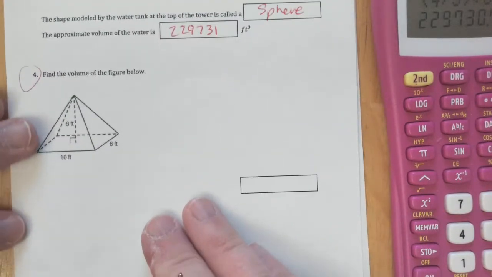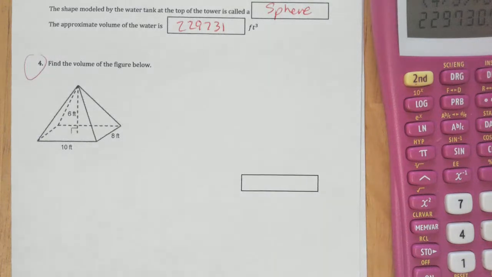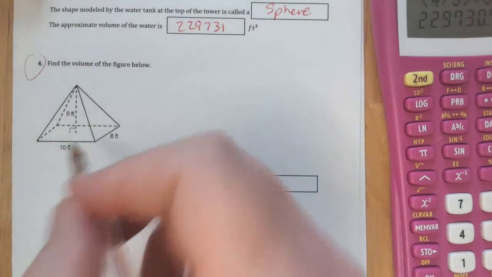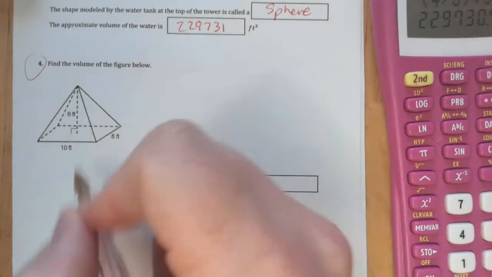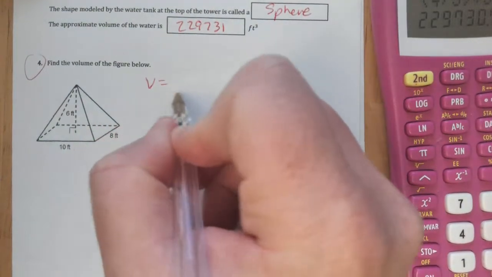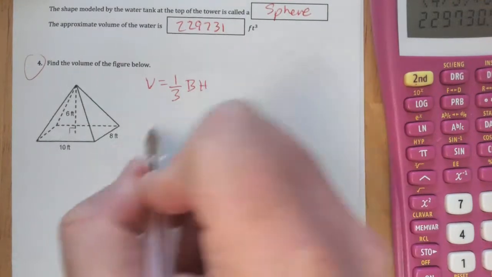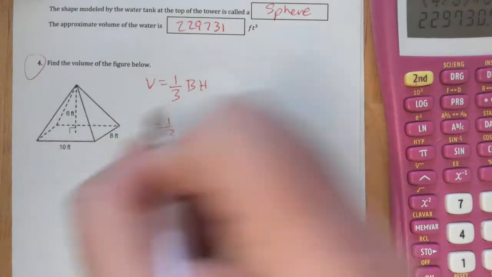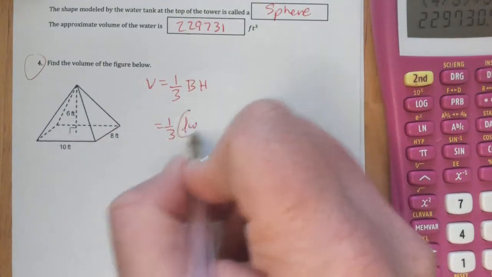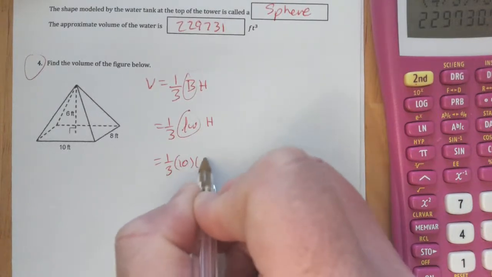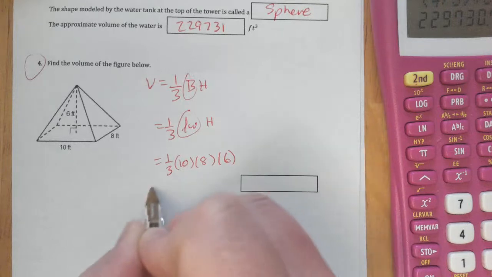Okay, and last problem. Okay, so this one, we are finding the volume. So a couple of things on this lovely idea. So volume is 1/3, because it's a pyramid, of base area times the height. And what shape was the base? A rectangle, so that's length times width. See how we replace that? Times the height. So that's 1/3, 10 times 8 times 6.